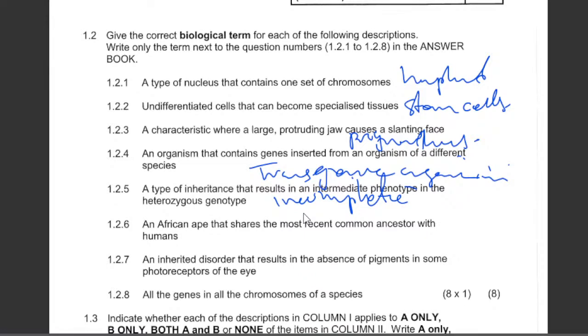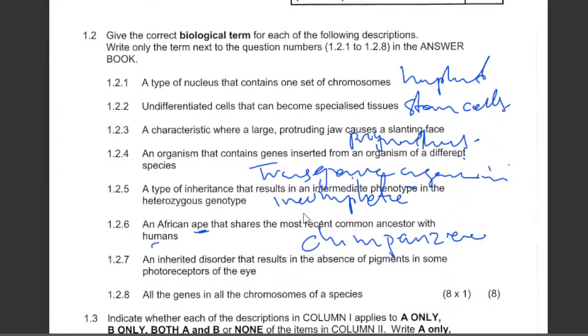African apes share the most recent common ancestor. It's a chimp. It's a chimpanzee. Is there any other African ape? Don't say hominid. Those are not apes. They are still humans, but not modern humans. So the answer here is supposed to be chimpanzee.